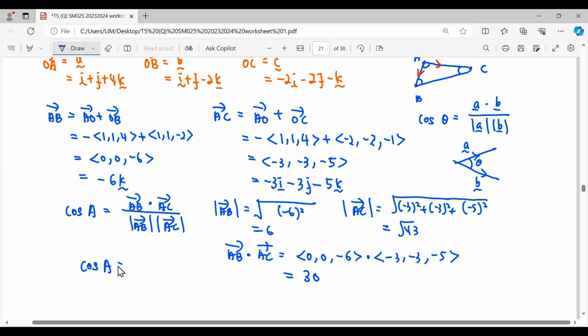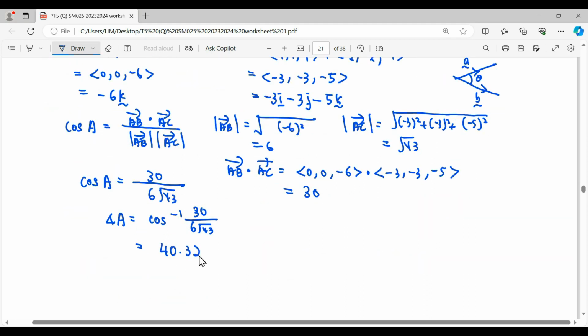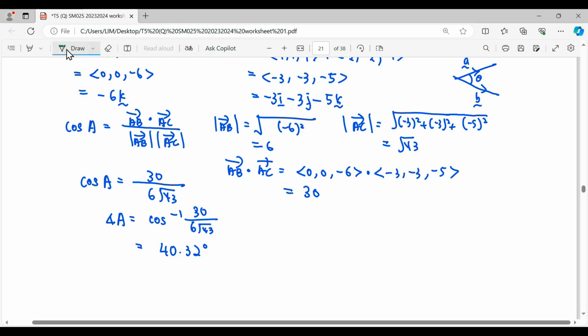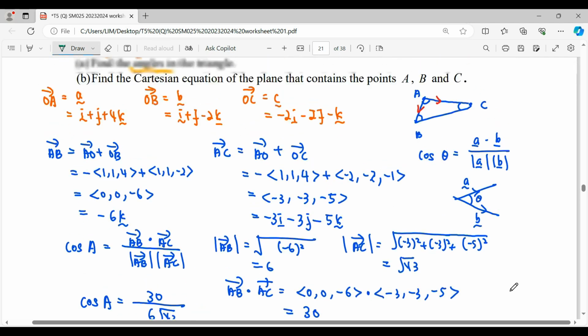Therefore, cos angle A equals 30 over 6 times square root 43. So for this angle A, we move the cos to the right hand side, and here we have 40.32 degrees.